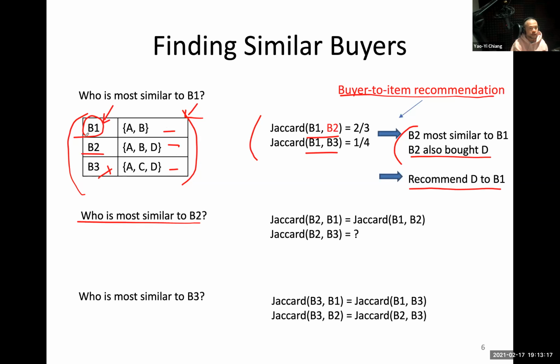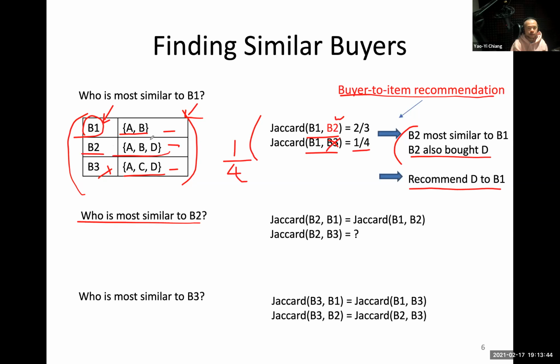I will answer the question next, but let's look at this first. What's the intersection between AB and ACD? 1. What's the union? A, B, C, and D, right? 1/4. Right here. So we know B2 is more similar to B1 than B3, so we don't like B3.